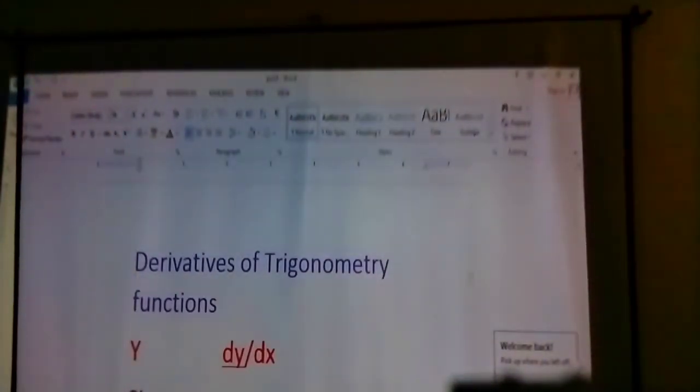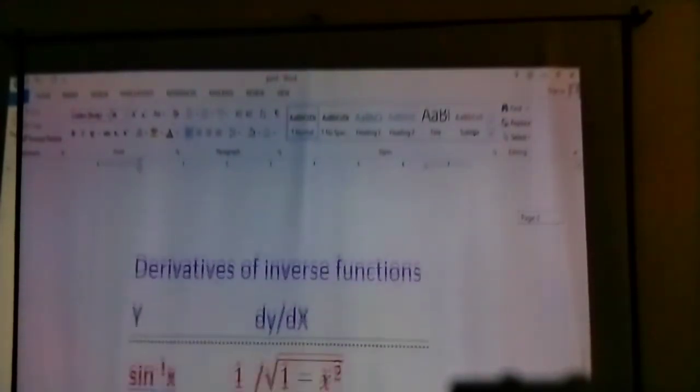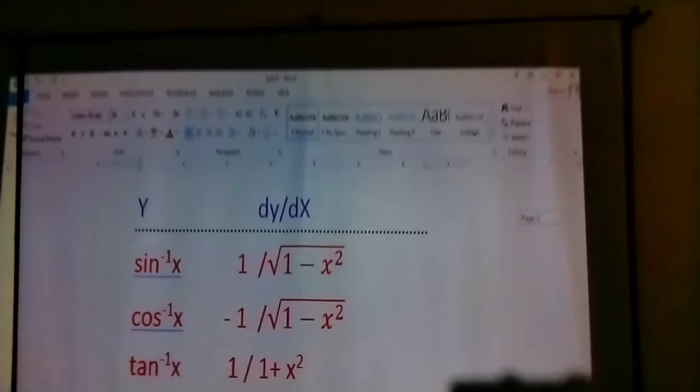Derivatives of trigonometric functions are also very important. One side y, another side dy by dx. The differential of sin x is cos x, and the differential of cos x is minus sin x, and the differential of tan x is secant square x, and the differential of secant x is secant x tan x, the differential of cosecant x is minus cosecant x cot x, and the differential of cot x is minus cosecant square x. At the same time, you should know the derivatives of inverse functions also.